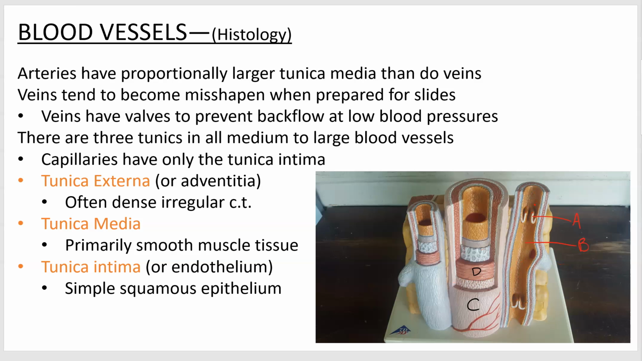The tunics can be seen here. I'll start with letter B. Letter B is pointing at least at the endothelium, at that tunica intima. Letter C is on the outer layer of the tunica externa, and letter D is in the smooth muscle of the tunica media.